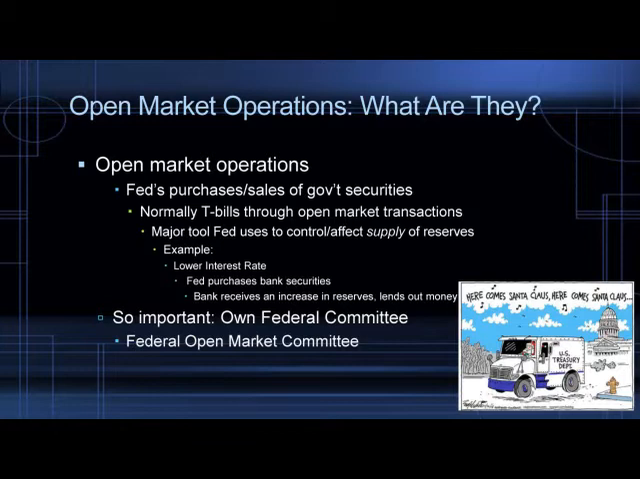An example of an open market operation is lowering interest rates. When we lower interest rates, the federal government will purchase bank securities, and in exchange, banks will receive an increase in reserves. And we'll discuss this later in the video.